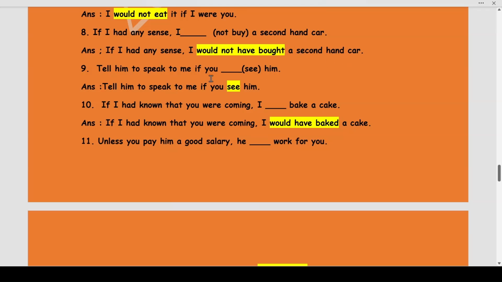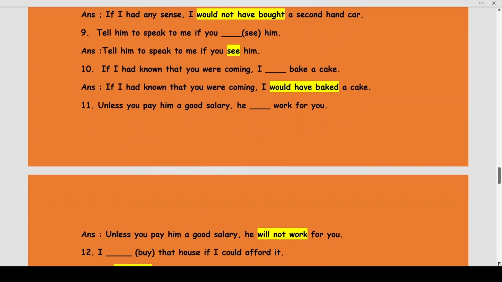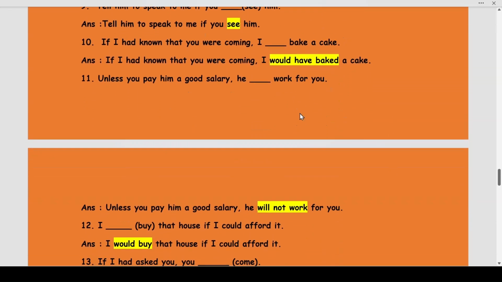Tell him to speak to me if you see him. Tell him to speak to me if you see him is in the correct tense itself. If I had known that you were coming, I would bake a cake. If I had known, therefore I would have. It becomes your past perfect tense. I would have baked a cake. Unless you pay him a good salary, he will not work for you.